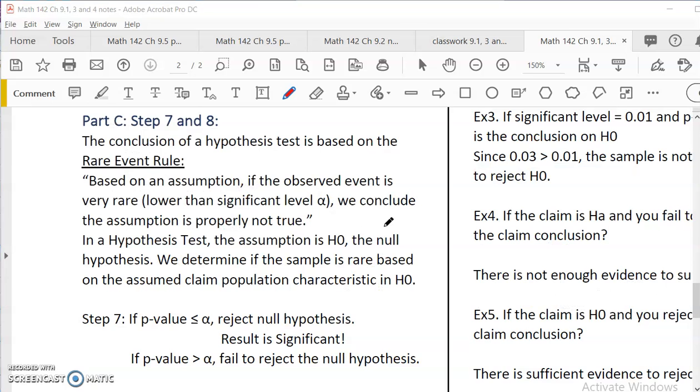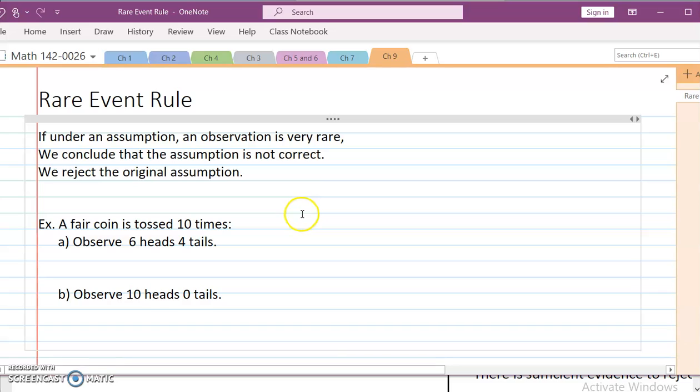Okay, so before we do that, I want to talk about how this rare event rule can be made, or what is the essence of a rare event rule. Just a quick review. The rare event rule says that if under an assumption an observation is very rare, how rare? Rarer than whatever unlikely probability we have established. By default it's 0.05.